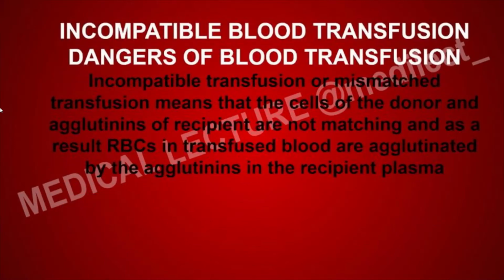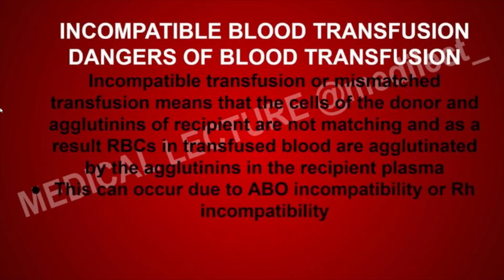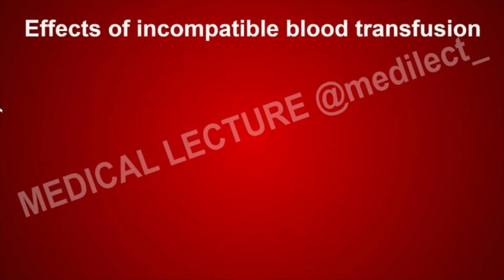Now, incompatible blood transfusion and the dangers of blood transfusion. Incompatible or mismatched transfusion means that the cells of the donor and the agglutinins of the recipient are not matching, and as a result the RBCs in the transfused blood are agglutinated by the agglutinins in the recipient plasma, leading to a mismatched blood transfusion reaction. This can occur due to ABO incompatibility or Rh incompatibility. Now, what are the effects of incompatible blood transfusion? Commonly asked in the exam and even important for practical purposes.